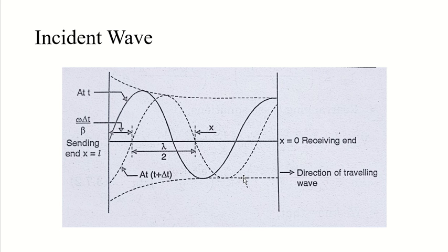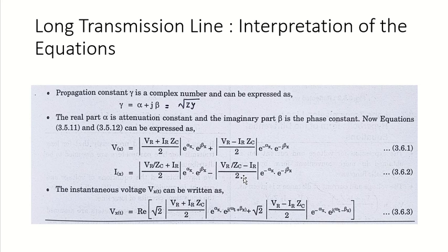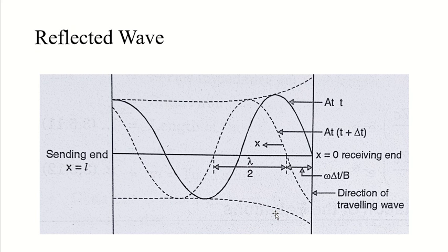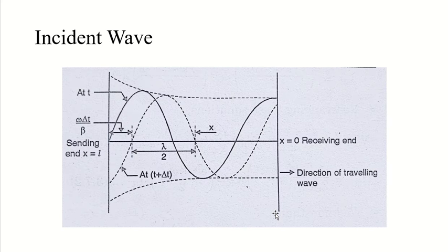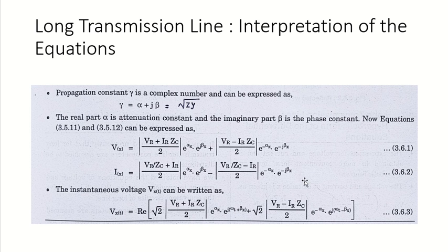Now let's try to focus on the other term which we saw, in which we are taking subtraction. So the other term was, come here and see, root 2 (Vr minus Ir Zc) divided by 2, e raised to minus alpha x into e raised to j(omega t minus beta x). Okay, so what will happen about it? It will decrease in magnitude exponentially this time again. As you can see, there is a negative sign with alpha here.